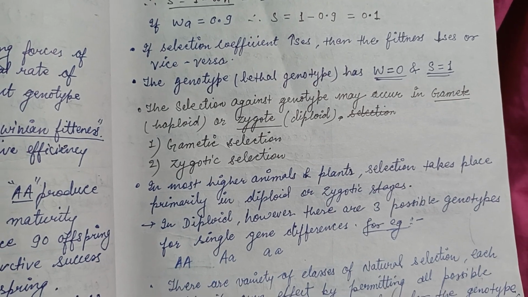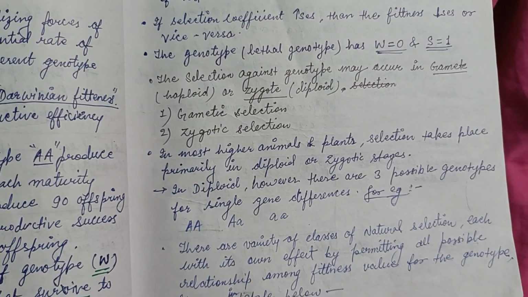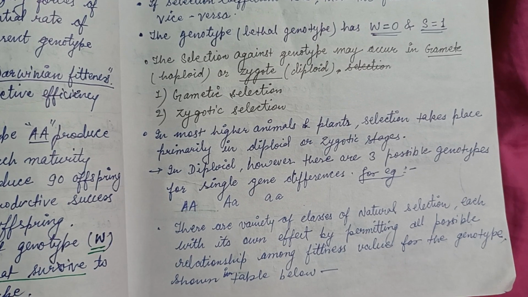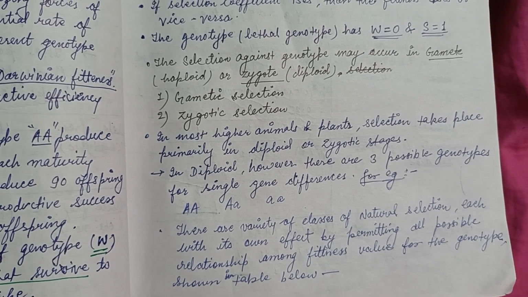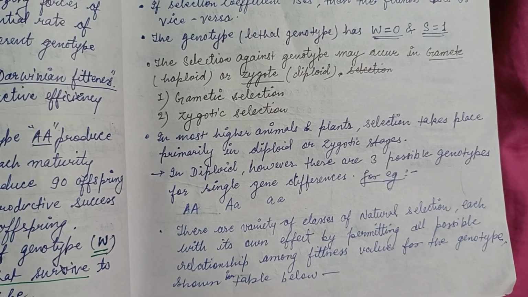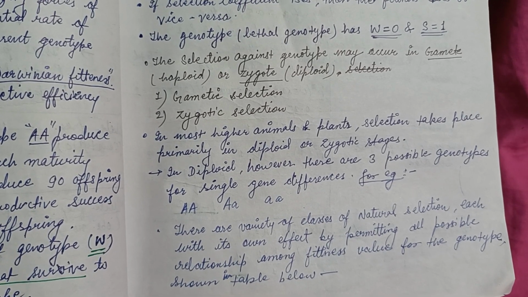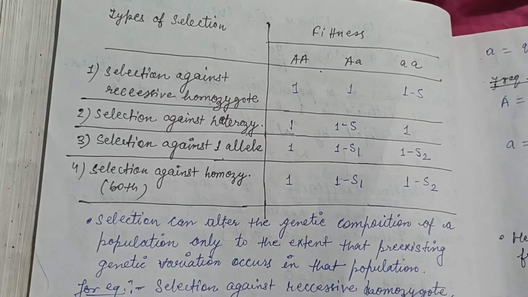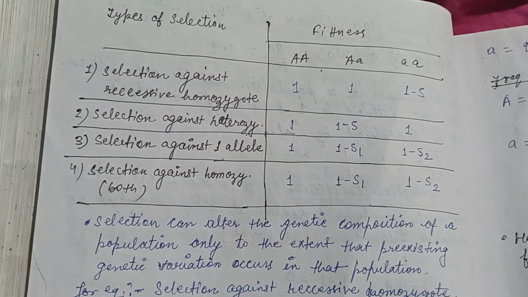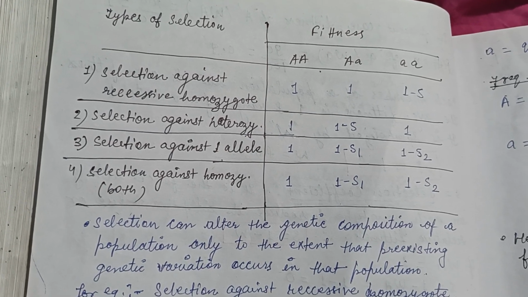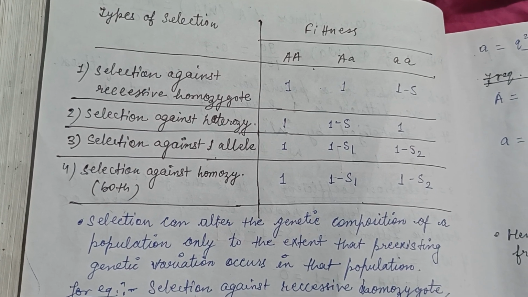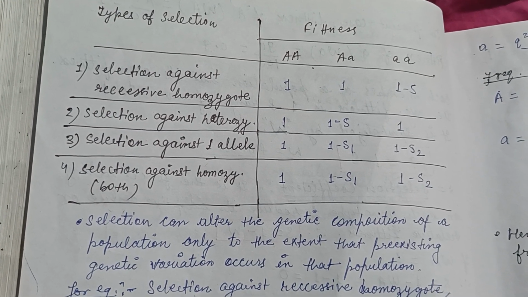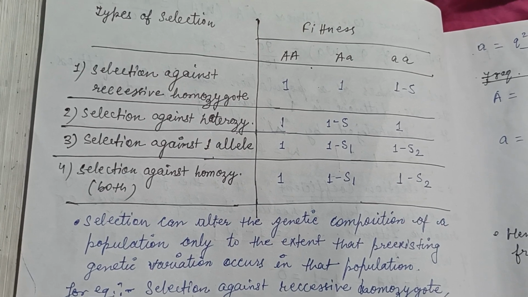In most higher animals and plants, selection takes place primarily in the diploid or zygotic stage. There are three possible genotypes: the homozygote dominant, the heterozygote, and the recessive homozygote. This table explains the types of selection and the fitness. We can see the fitness of the homozygote dominant is 1, heterozygote 1 minus selection coefficient, and the homozygote recessive has 1.